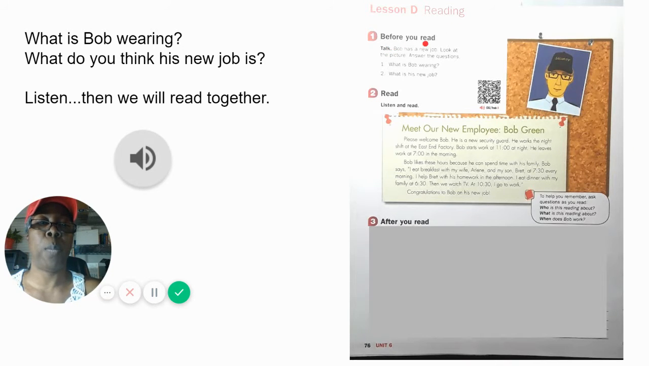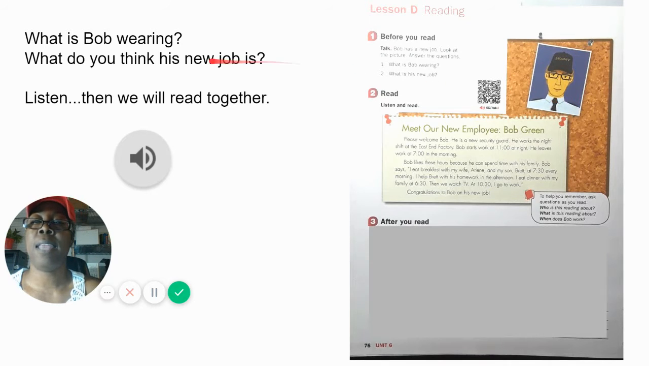But before we read, it says to talk about Bob. This is Bob over here. We've got Bob's picture up on a bulletin board. And Bob has a new job. So we're going to look at the picture and we're going to answer these questions.